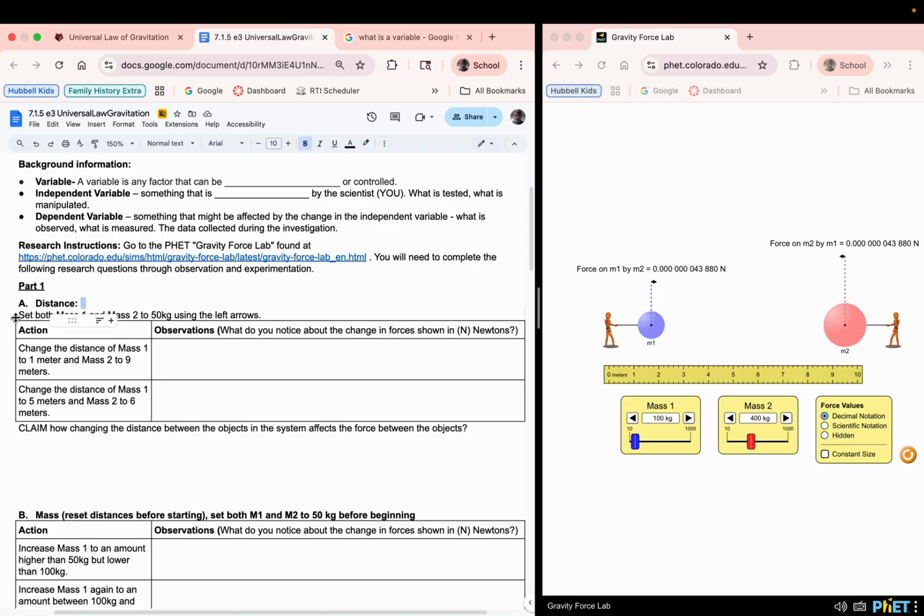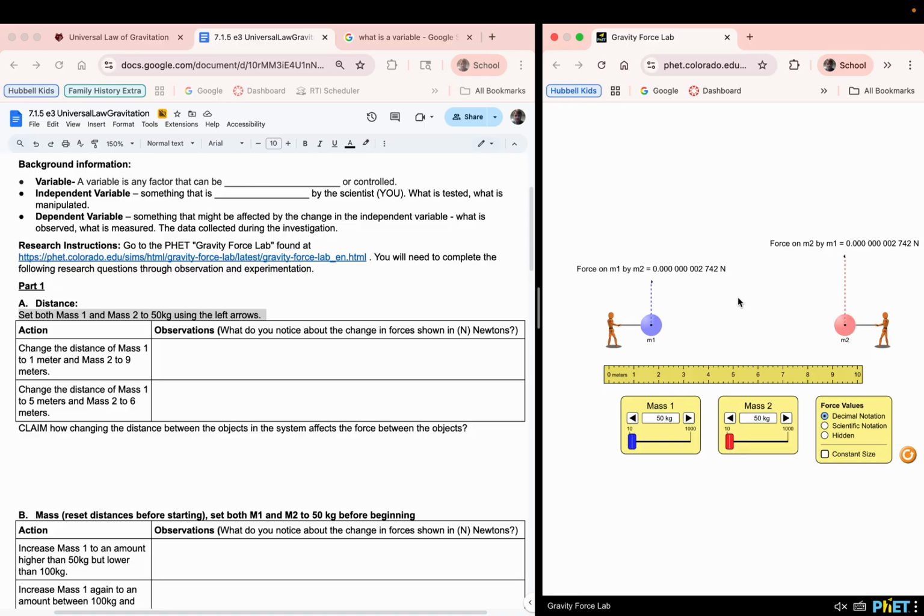So what they want you to do is just follow the instructions, right? So set mass 1 and mass 2 to 50 kilograms. So you leave them as they are otherwise. Do you hear that kind of annoying noise? For class purposes, I want you to turn that audio off. It'll help people focus a little more. Okay, there's 50. And let's set this one to 50.